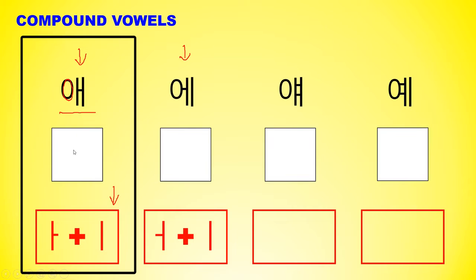Now we're going to learn how to write it. Left to right, starting with your empty consonant, top down, left to right, and top down. Eh, eh. Okay, let's move on to this one.